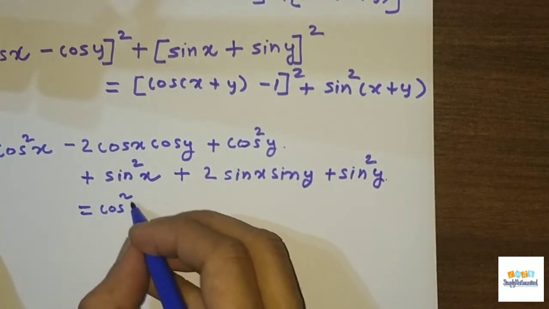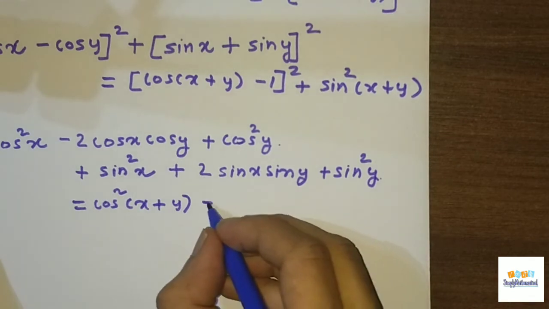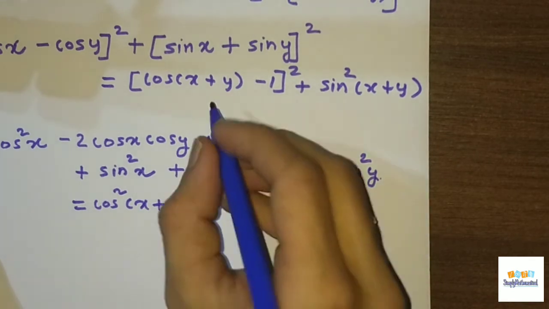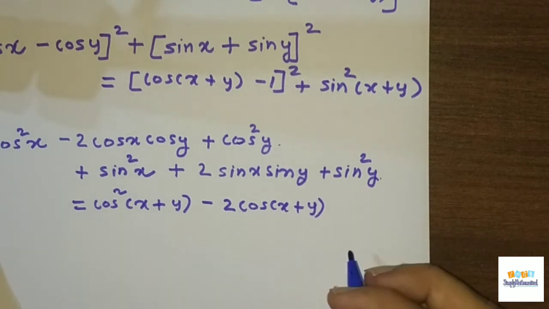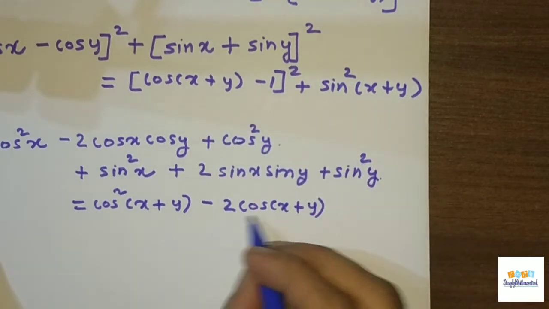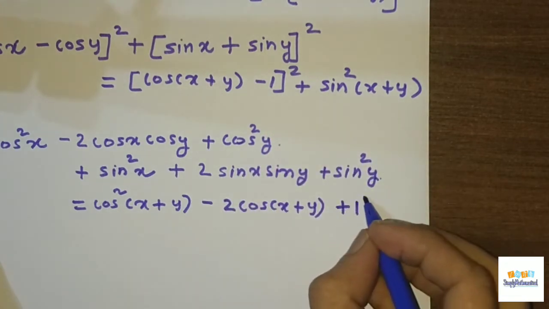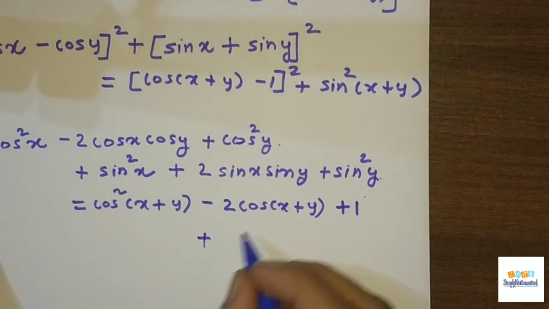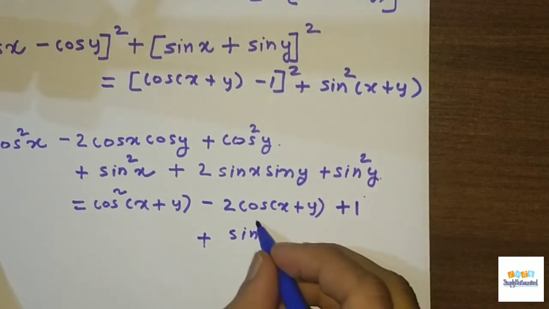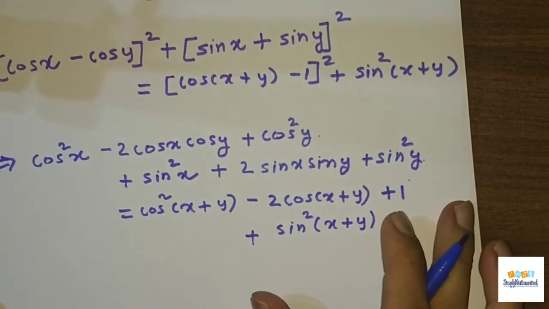Now this is equal to what you will get here, again the same formula: cos square of x plus y, minus 2 times cos of x plus y multiplied by 1, so that is nothing but cos of x plus y, plus b square, so 1 square, that is 1, plus this sin square of x plus y.